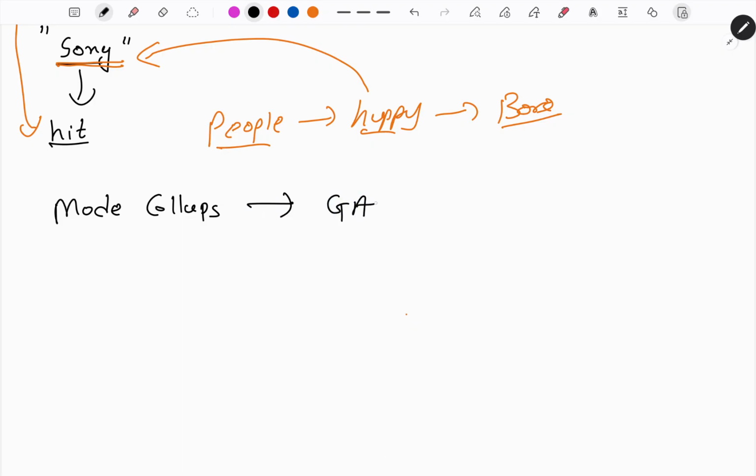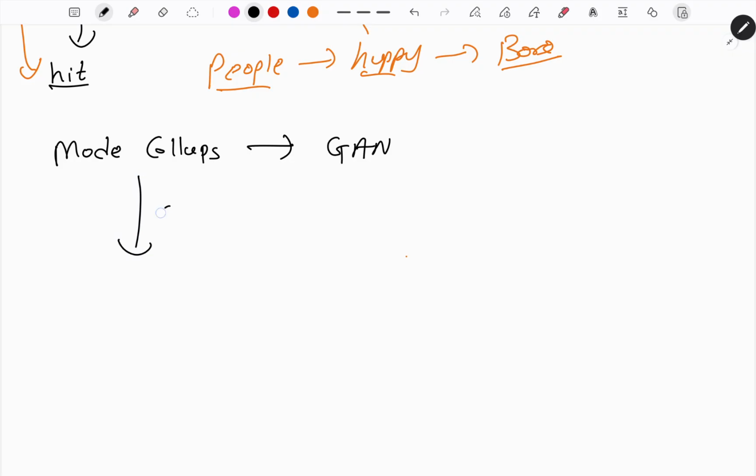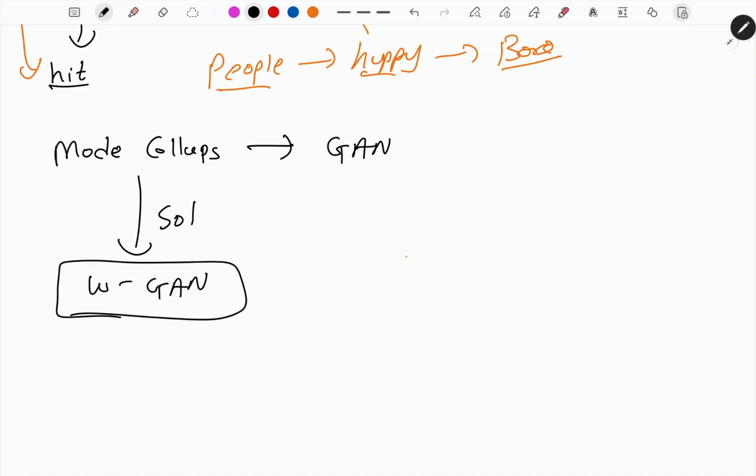नॉर्मल गैन में मोड कोलैप्स प्रॉब्लम था। So what is the solution of mode collapse? WGAN. What is this WGAN? We are going to discuss it in our upcoming videos. But for the sake of understanding, you can also read the paper of the WGAN, or there are many very good articles and blogs on the topic of WGAN. That's how WGAN solves the problem of mode collapse in GAN. So you can explore those things.